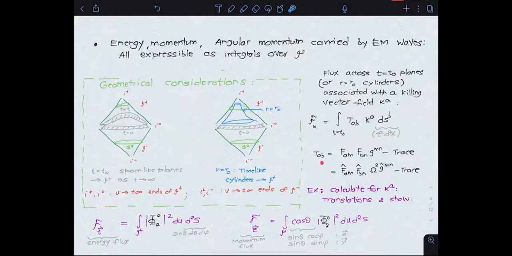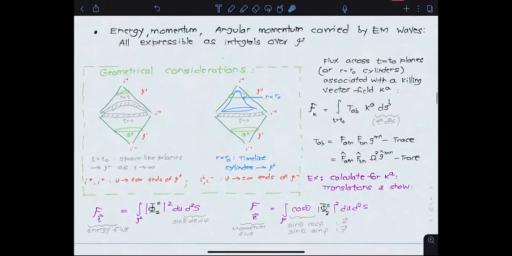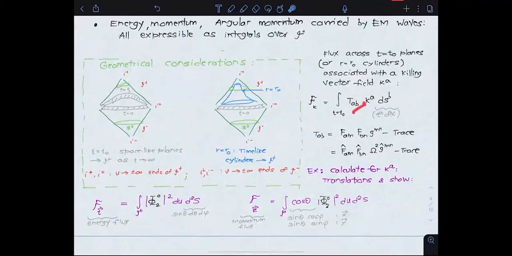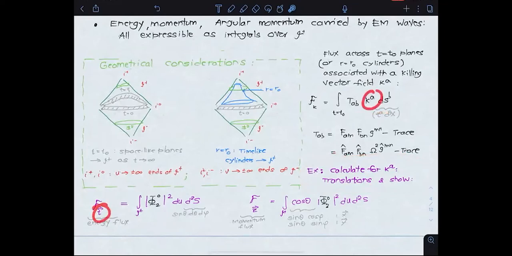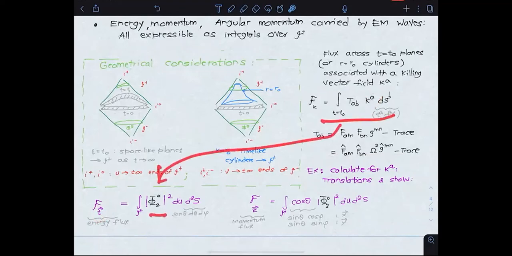And you know that the stress-energy tensor is given by F_mn F contracted on the m and n indices, minus the trace of this quantity. And therefore, you can calculate this quantity. As an exercise, you calculate this and show that for energy, if you take the Killing vector field to be a time translation, then this integral just gives you the integral of phi naught squared.